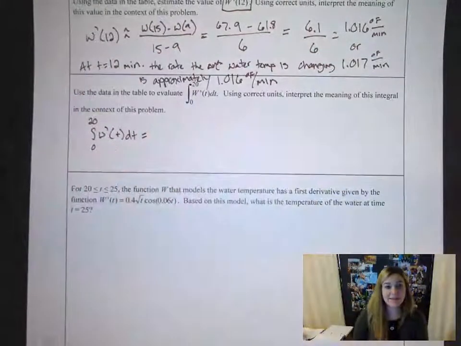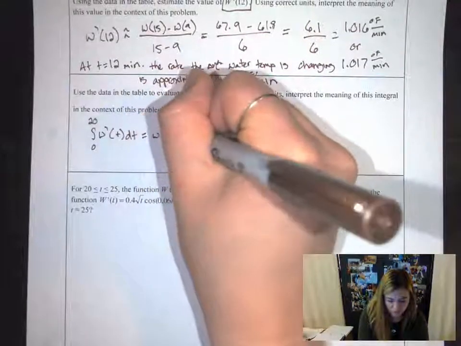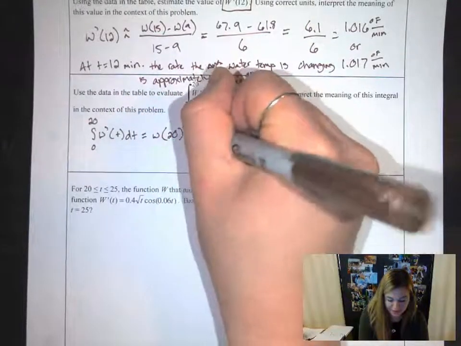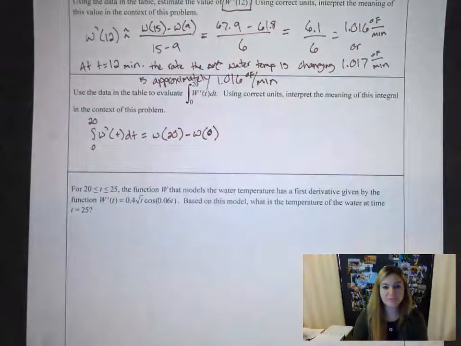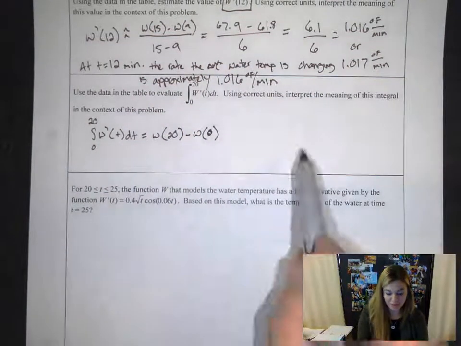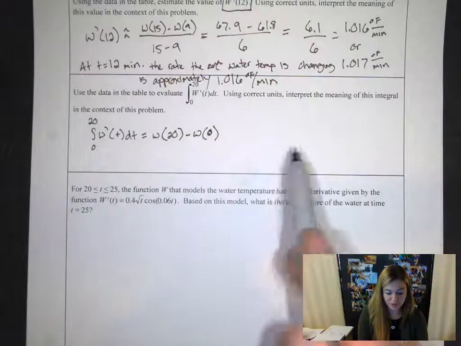If I say the integral from 0 to 20 of W prime of t dt, that would be equal to f of b minus f of a, or in this case, W of 20 minus W of 0. That's going to help us to interpret the meaning of this integral.